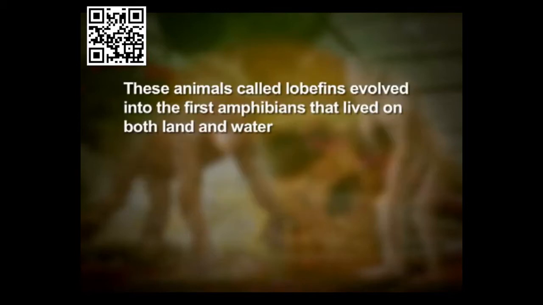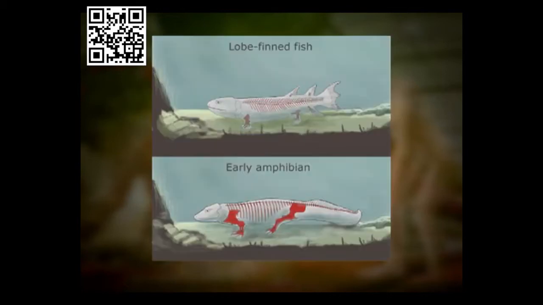Fish with stout and strong fins could move on land and go back to water. This was about 350 million years ago. In 1938, a fish caught in South Africa happened to be a coelacanth, which was thought to be extinct. These animals, called lobfins, evolved into the first amphibians that lived on both land and water. There are no specimens of these left with us. However, these were ancestors of modern day frogs and salamanders.